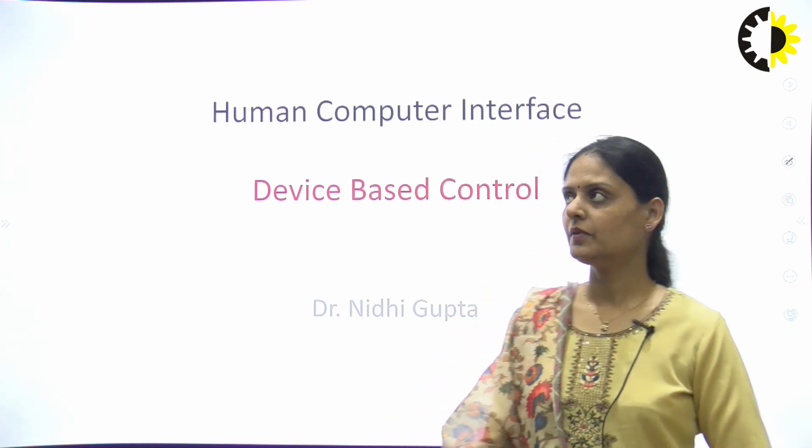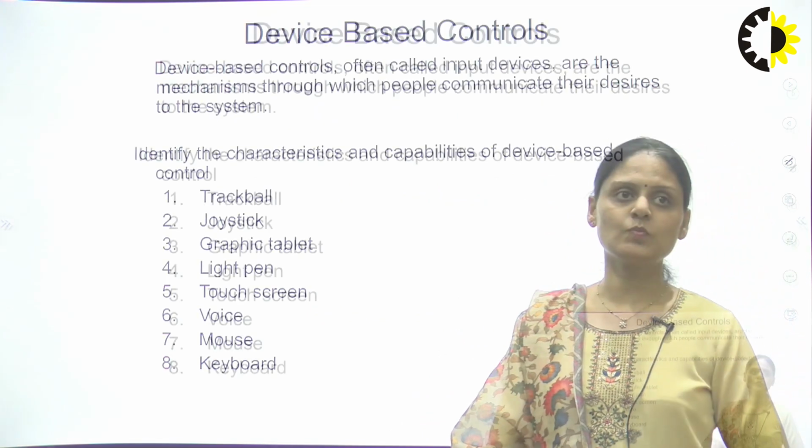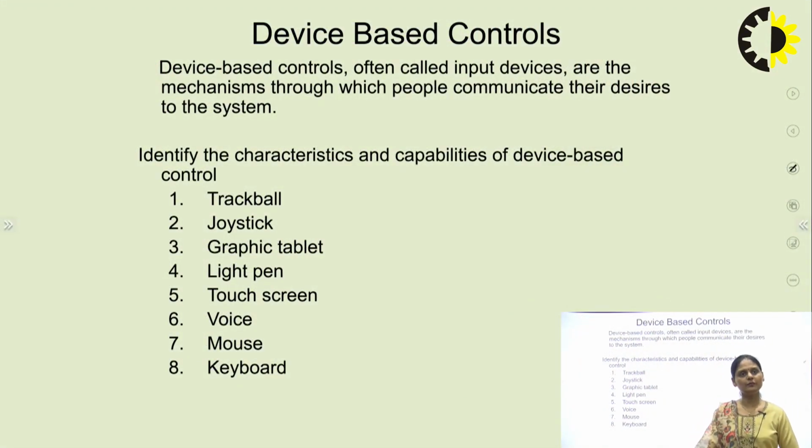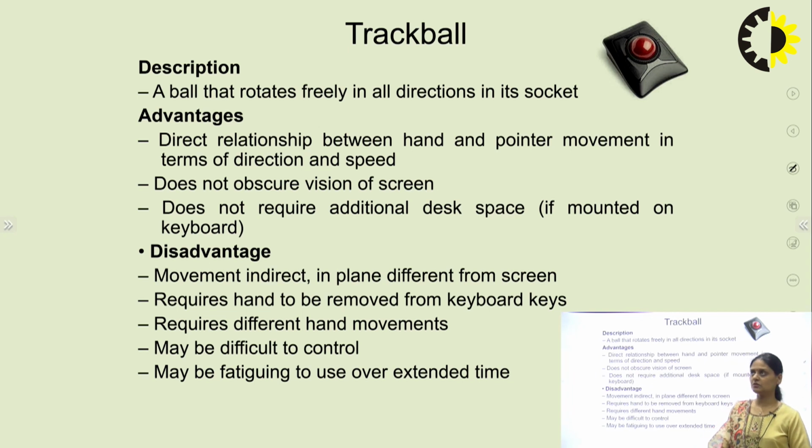So let's see. Device based control, often called input devices, are the mechanism through which people communicate their desires to the system. There are various capabilities and characteristics of the device based control, such as trackball, joystick, graphic tablet, light pen, touch screen, voice, mouse, keyboard. Through all these devices the user interacts with the system. So let's learn each device.